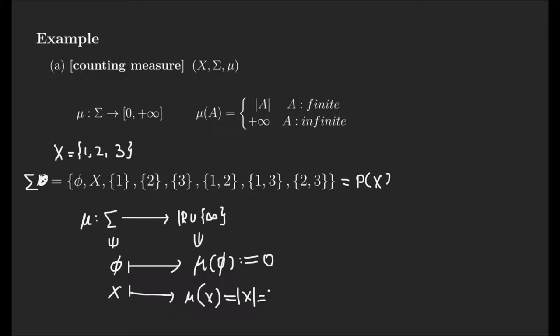So this is clearly 3. And we can check another property. Another property is the monotone countable, I forgot the name, countable additivity. If we consider, for example, choosing the disjoint sets, 1 and 3. Because this is clearly the empty set, this is a disjoint set.